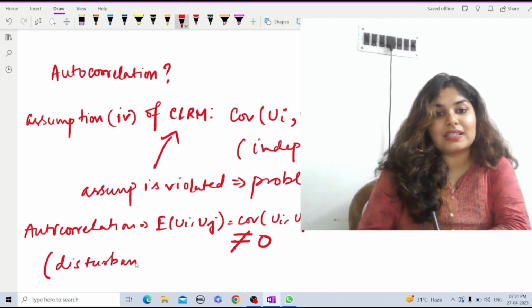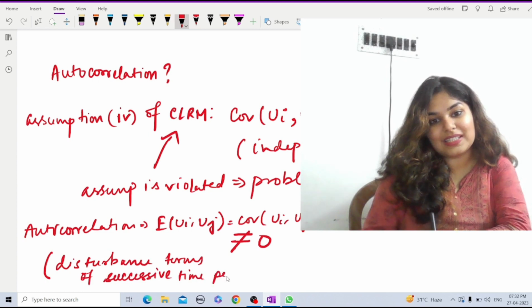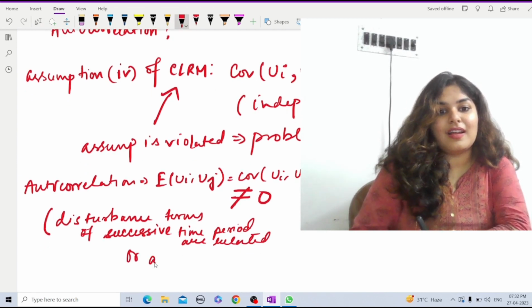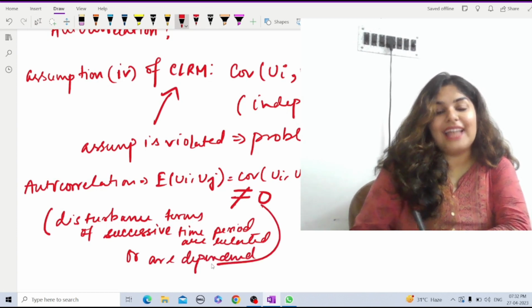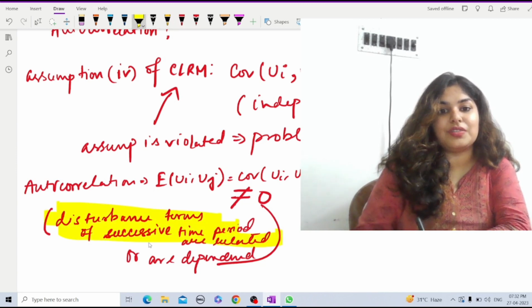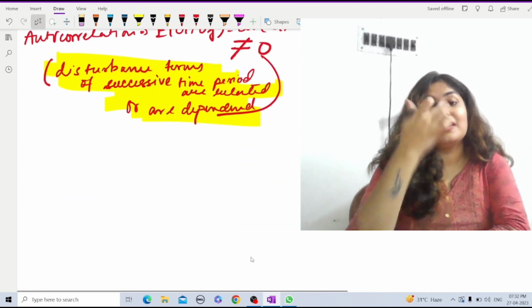disturbance terms of successive time periods are related. Okay, they are related or dependent, and that is our problem of autocorrelation, and that is what we mean by autocorrelation. Okay, so that means, let us write down a model.